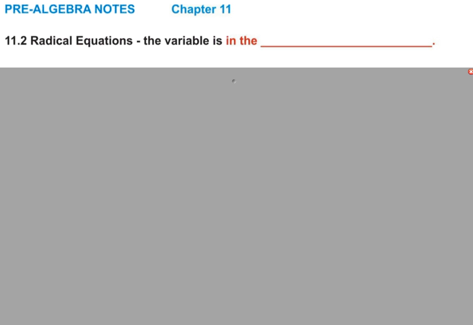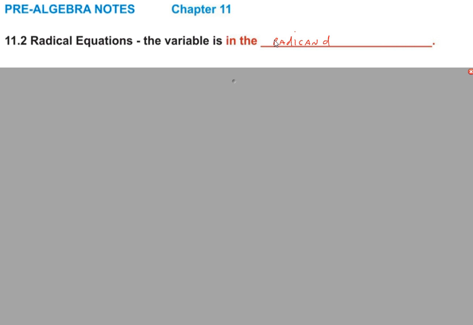So 11.2 is radical equations. Radical equations. And what we mean by that is this part. We mean that the variable is in the radicand. The variable is in the radicand. So now this goes back to our first lesson.